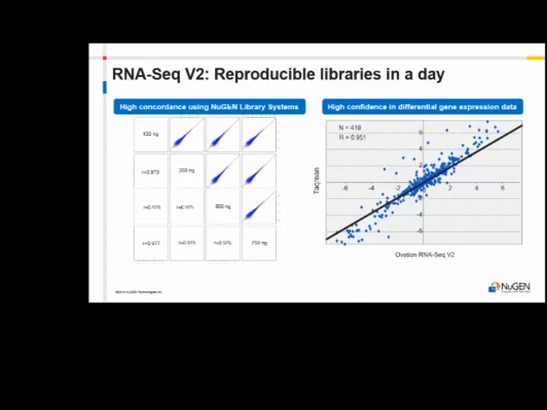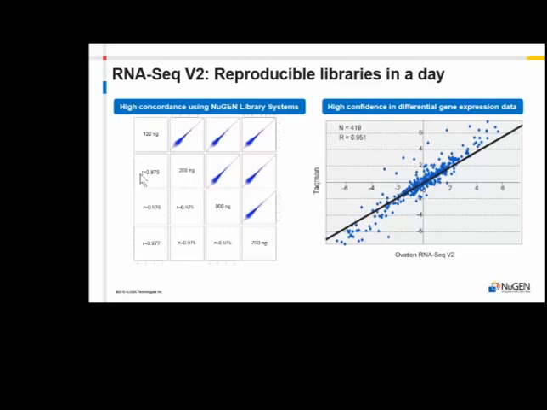And here's some more data showing the RNA-seq V2 product paired with our DNA library systems. This is with our rapid library system, and together these kits can be used to go from RNA to Illumina compatible library in a single day. So we see high concordance of samples across a range of inputs.